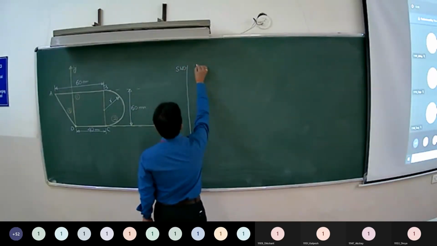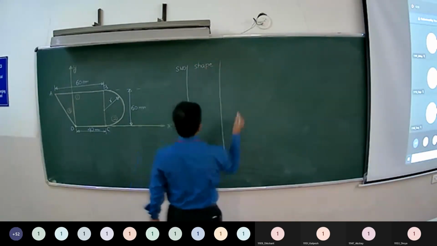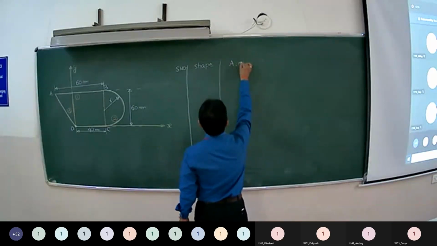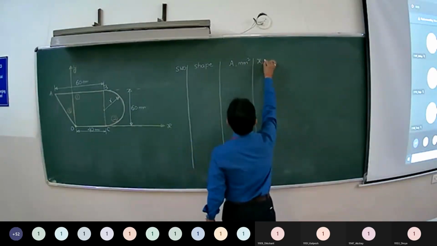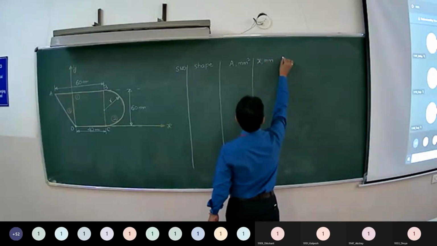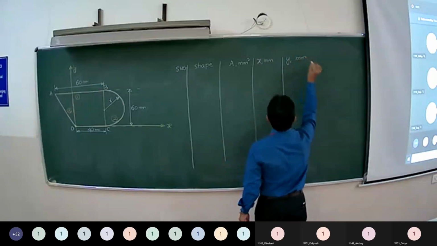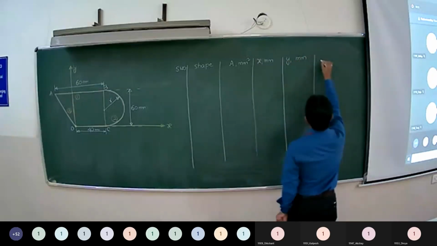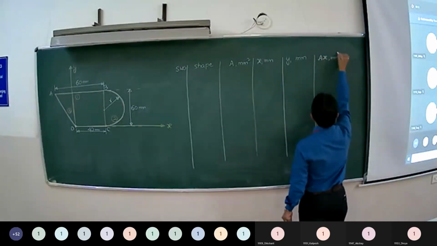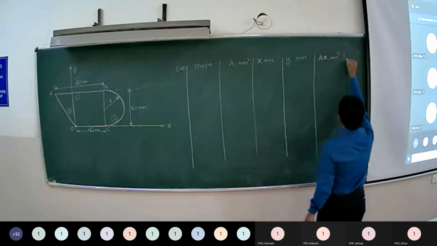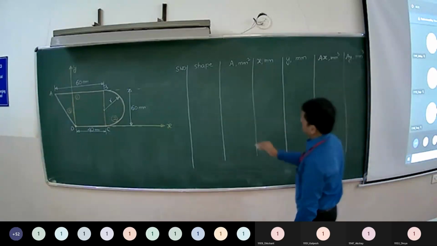Serial number, area in mm square, x in millimeters. What is x? Distance of centroid from y-axis. y, distance from x-axis. A into x, moment of area about y-axis in mm cube. And A into y, moment about x-axis in mm cube.